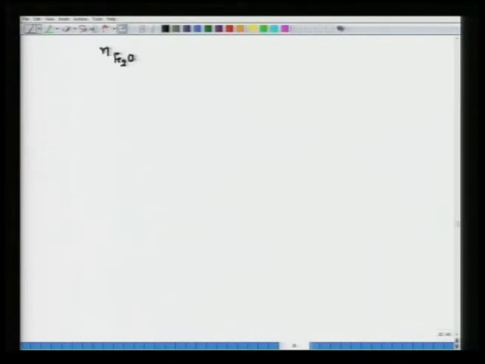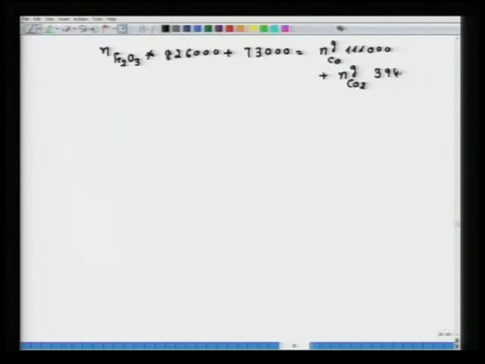NFe2O3 into 826,000 plus 73,000, that is equal to NgCO 111,000 plus NgCO2 394,000, and let us make this equation number 3.